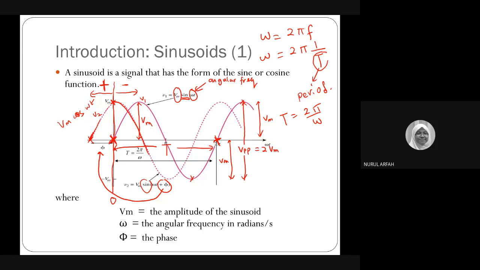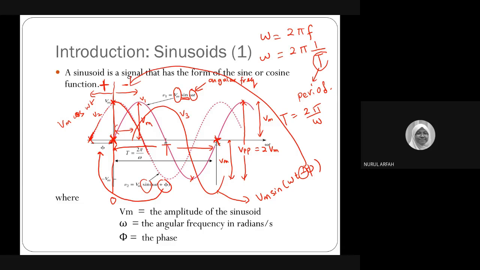But if the signal starts from here like this, then this V3, a new signal here, is equal to Vm sine omega t with minus theta. So this is a minus, and this part is a positive. So far so good, because you're going to compare.